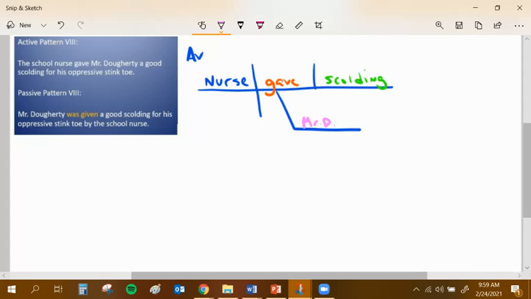All right. So our main sentence basically is the nurse gave Mr. Doherty scolding, or the nurse gave scolding to Mr. Doherty. So this is what we have in a pattern 8. Ta-da. Pattern 8, active voice.